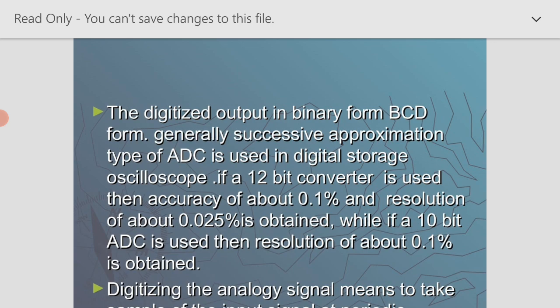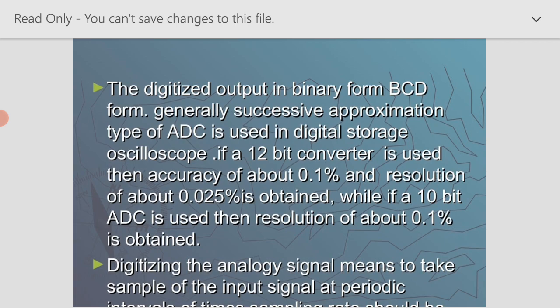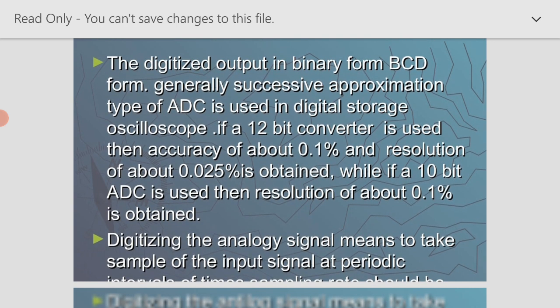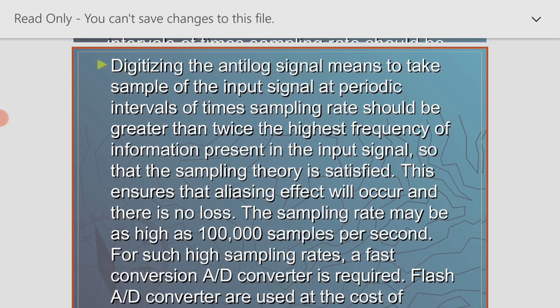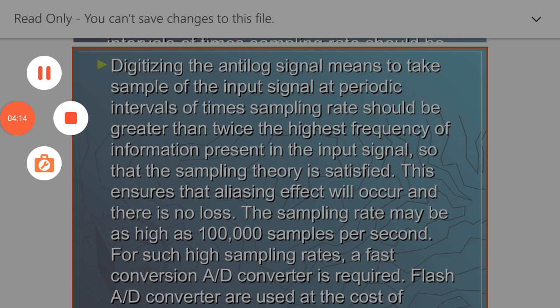If a 12-bit converter is used, then accuracy of about 0.1% and resolution of about 0.025% is obtained. While if a 10-bit ADC is used, then resolution of about 0.1% is obtained. Digitizing the analog signal means to take samples of the input signal at periodic intervals of time.